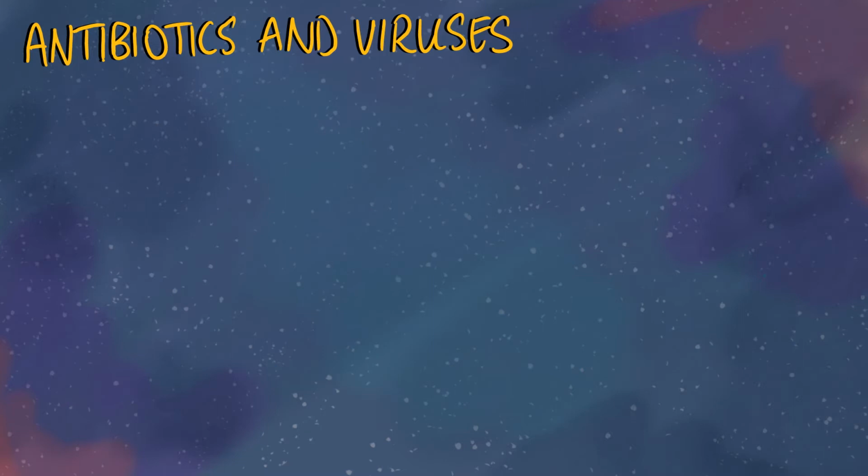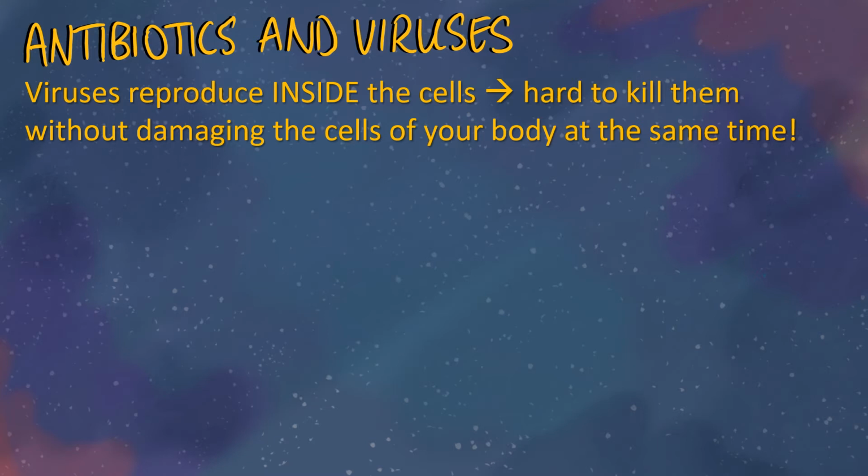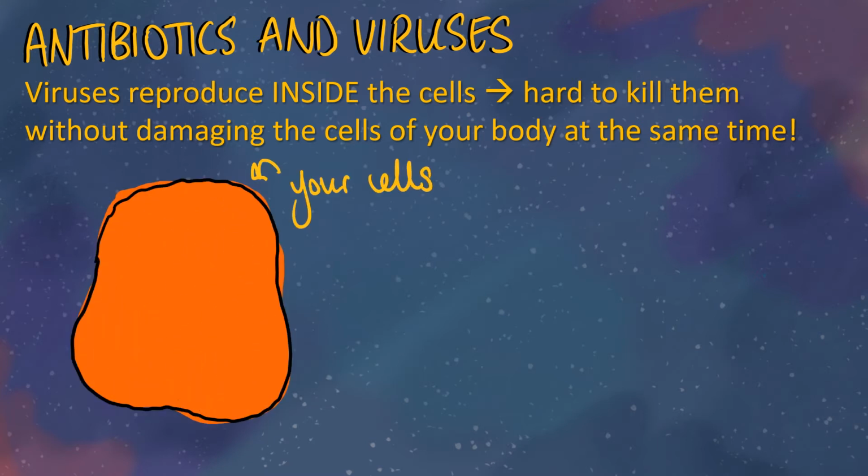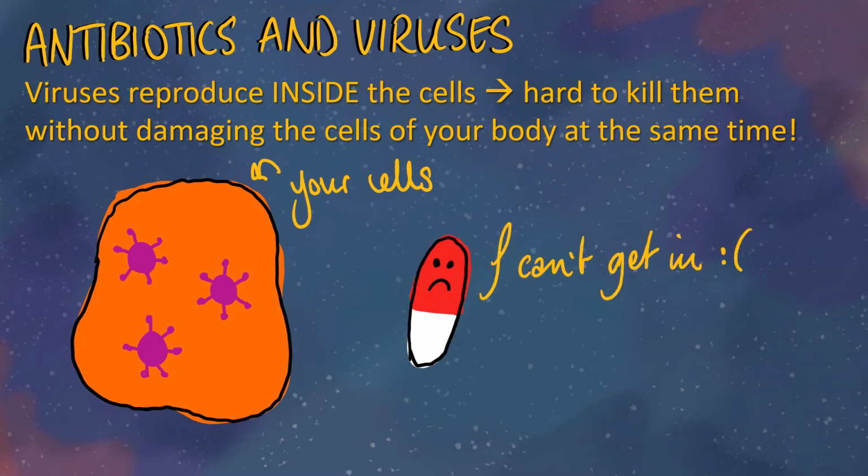So antibiotics and viruses. Viruses reproduce inside the cells. It's hard to kill them without damaging the cells of your body at the same time. Here's an example of a cell with viruses inside it. The antibiotic can't get inside your cell and kill those without damaging your cell, so that would not be good. We don't want to damage the cells of our body. Antibiotics can kill bacteria because they don't reproduce inside our cells, so the antibiotics can kill the bacteria without harming us. Whereas viruses are inside our cells, so the antibiotics can't kill them without damaging us.